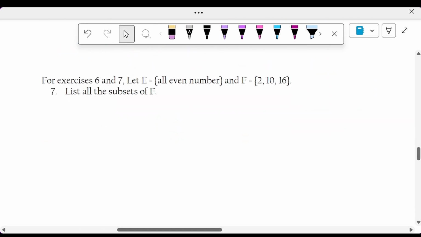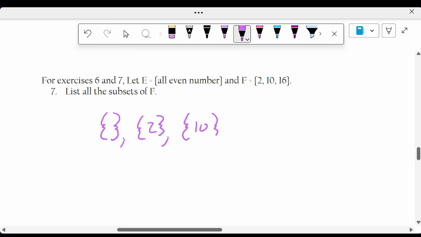Question 7. List all the subsets of F. So the first subset is always the empty set. The second set will be just single numbers, so 2, 10, 16, and then we'll do two numbers, so 2 and 10.